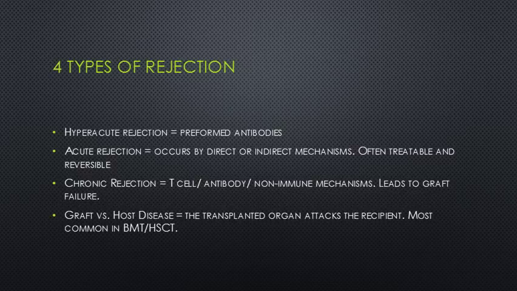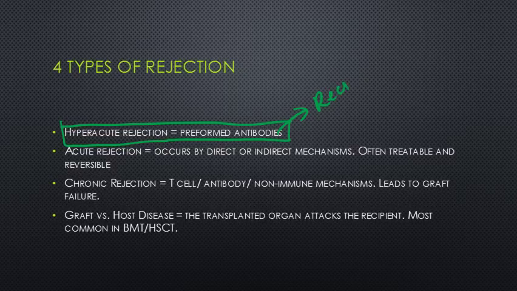Okay, so there are 4 types of graft rejection: hyperacute, acute, chronic, and graft versus host disease. So hyperacute rejection, the main thing you need to know is that it's mediated by antibodies that were already present in the recipient before the transplant took place. These are preformed HLA-specific antibodies that are against mismatched antigens.